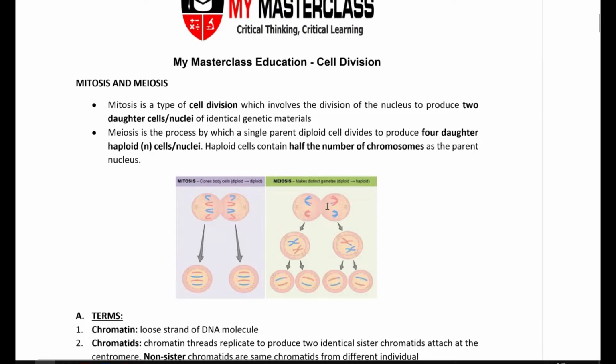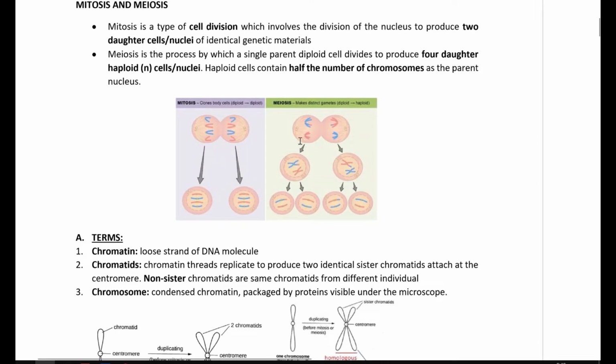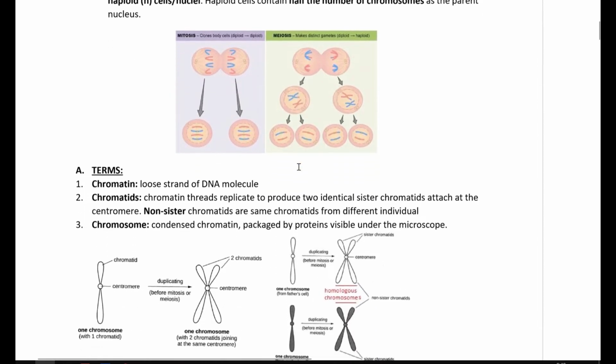What it means by haploid: you can see that at the beginning it is diploid during fertilization, and at the end of it there are four haploid cells. Before we go into cell division, we need to understand what made these up. Essentially, these are my chromosomes.